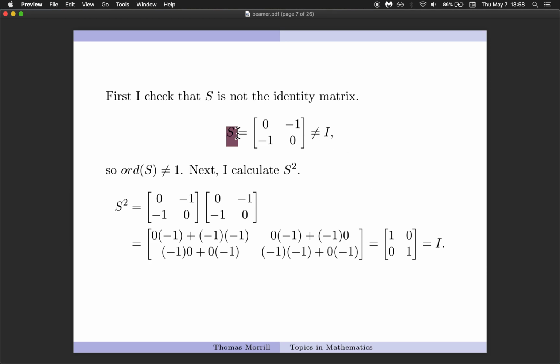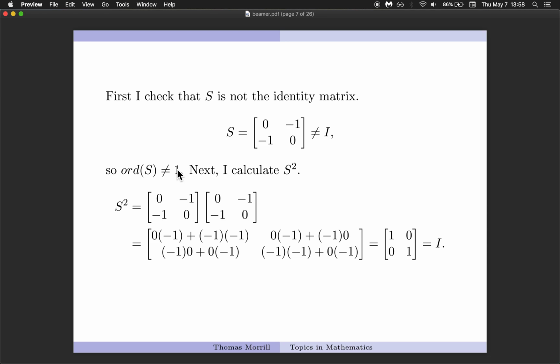What does it mean that S is not the identity matrix? The identity matrix is the only element of the group that has order equal to 1. So if you are not the identity matrix, your order is not 1. Okay, cool. Just get that out of the way.